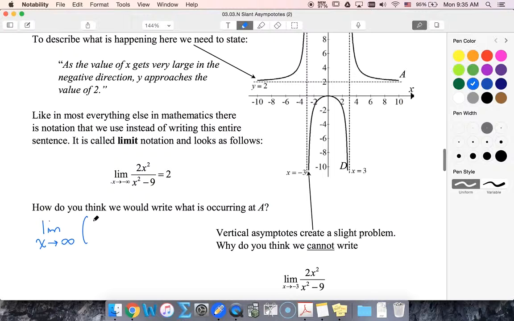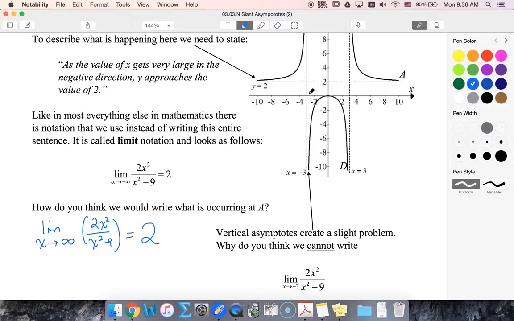I'm going to write out the whole function still, 2x squared over x squared minus 9. In this case, we want to know what's happening to our y value, what's happening to the output as the input gets closer to infinity. Well, looking at that, it's again going to approach this asymptote value of 2.